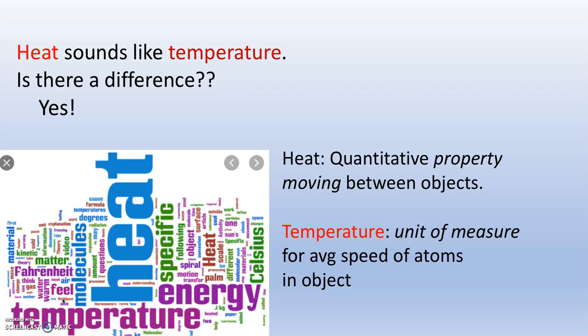And the reason we talk about light and energy is because it's really easy to get confused between heat and temperature. And in astronomy, they're very, very different. And in fact, heat and temperature are different. Heat is that property that moves between objects. Temperature is the unit of measure of that movement. So temperature is a degree, a unit of measure, for the average speed of the atoms in the object. And the average speed of those atoms can go up or down with the temperature.